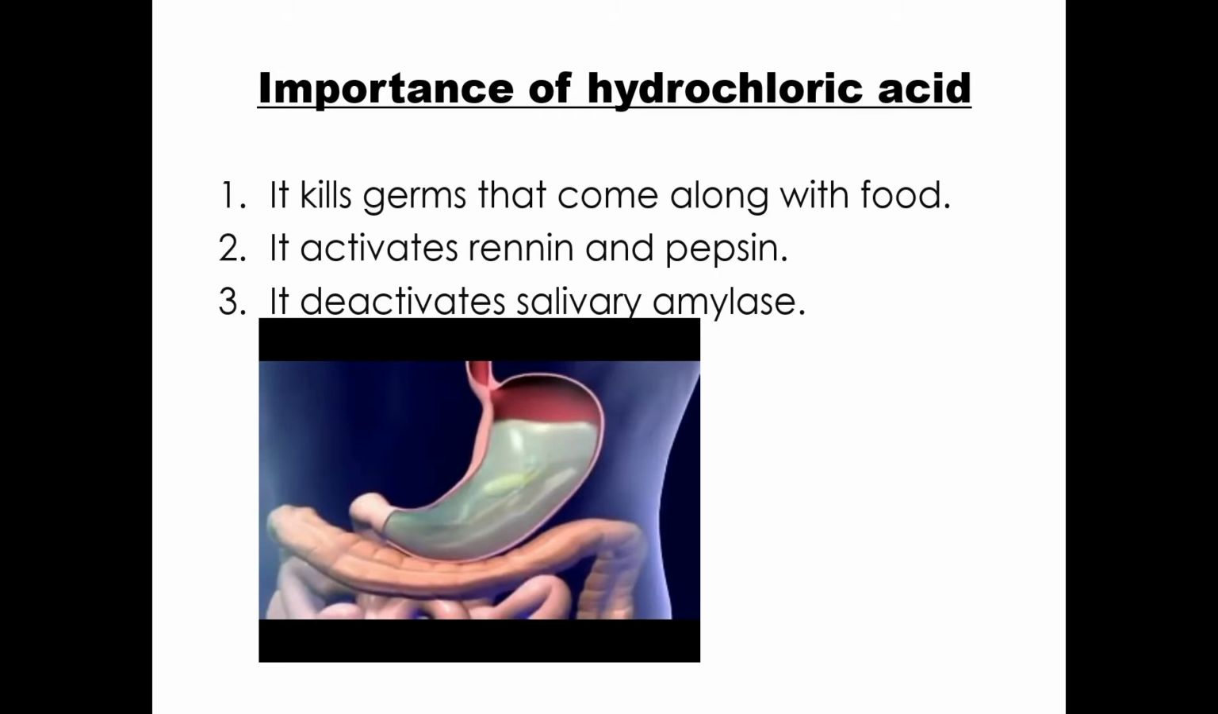Which acid am I talking about? Hydrochloric acid. It kills the germs that are coming along with the food. Sometimes you eat food which is containing some germs, the virus, bacteria, fungi, or whatever. So that acid just kills them. Okay? 2, it activates renin and pepsin.